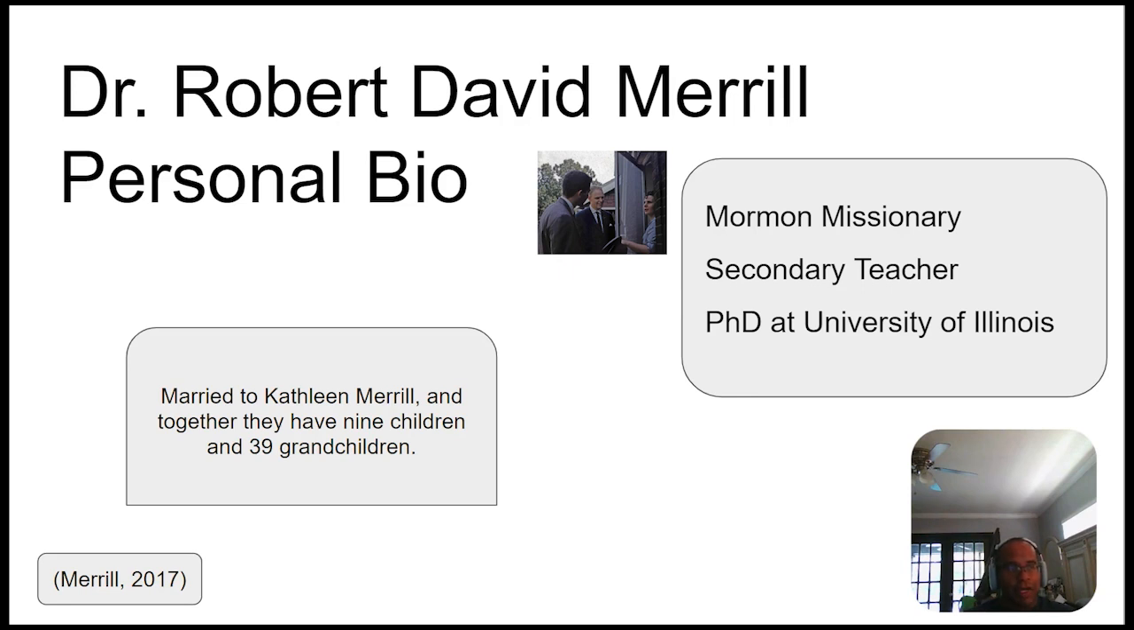A bio on Dr. Merrill. He is married to Catherine Merrill, and together they have 9 children and 39 grandchildren. He was a Mormon missionary. He served as a secondary teacher. That didn't last too long, with his views of teaching, and eventually he got his PhD at University of Illinois.